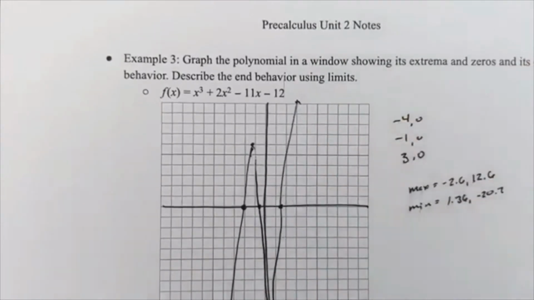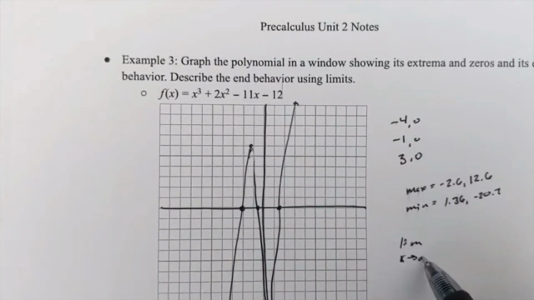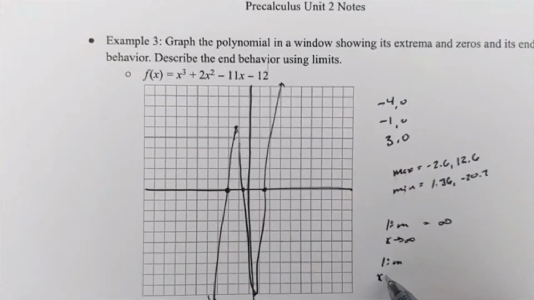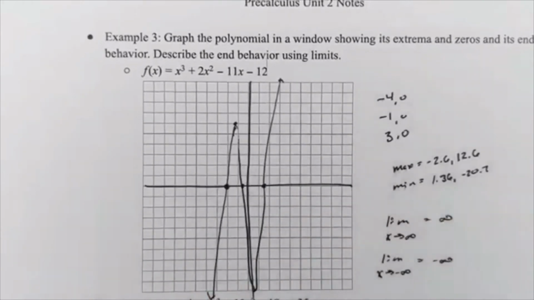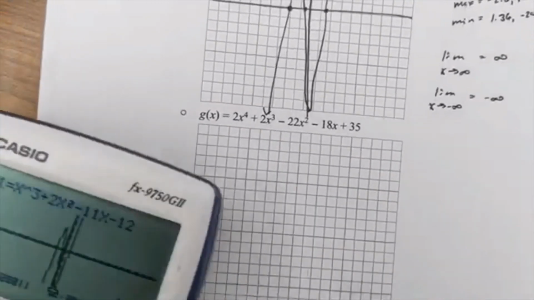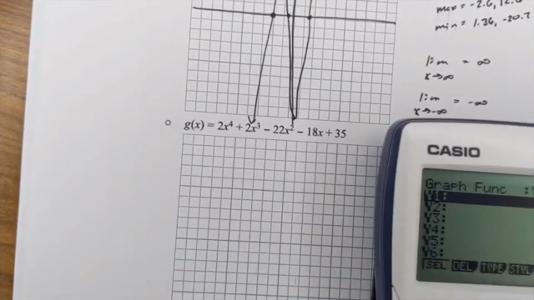So the graph looks like this. End behavior: the limit as x goes to infinity is positive infinity, it goes up forever. The limit as x goes to negative infinity is negative infinity. As I go left, the graph goes down. All right, so the next one down here, let's look at this guy. So, delete my graph. 2x to the fourth plus 2x cubed minus 22x squared minus 18x plus 35.